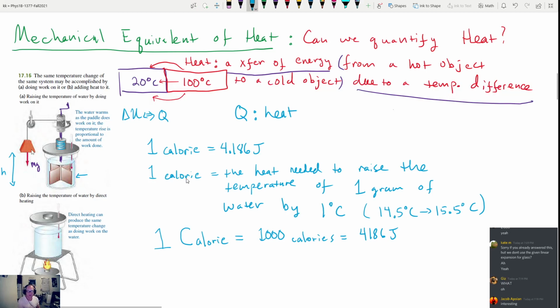Alright. So, 1 calorie, 1,000 calories. Okay, any questions? We call this the mechanical equivalent of heat, basically.